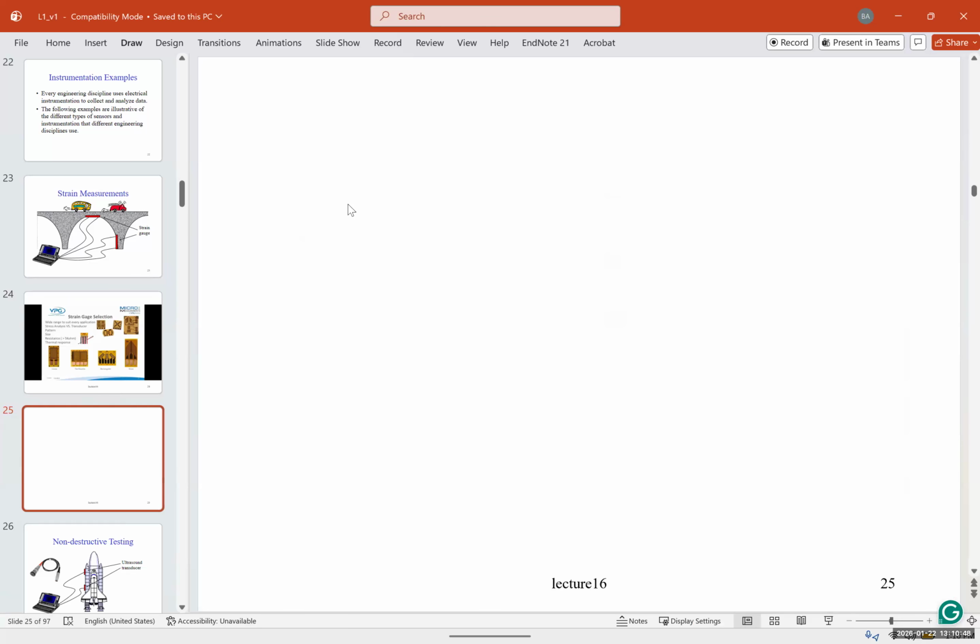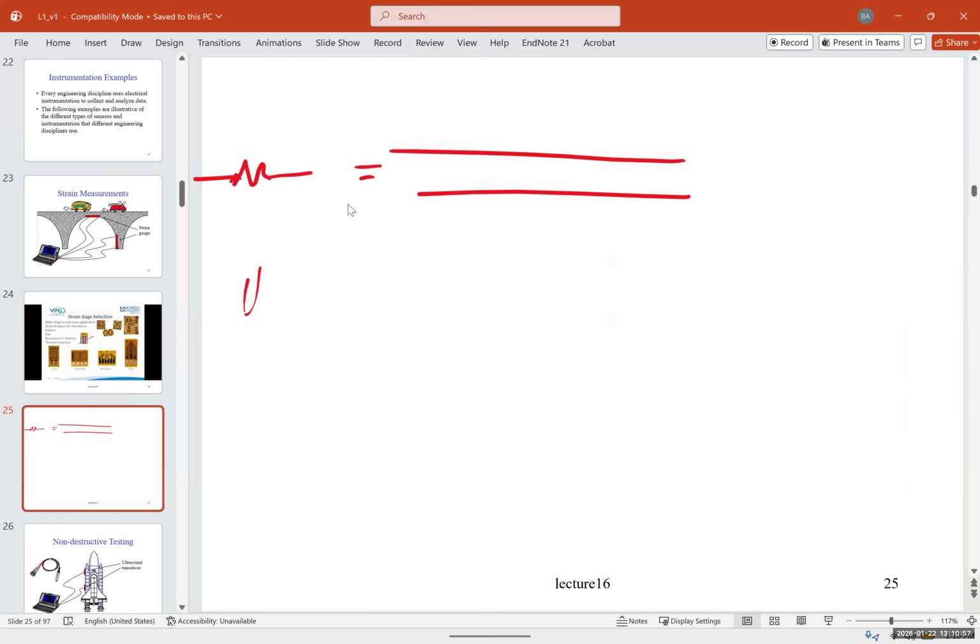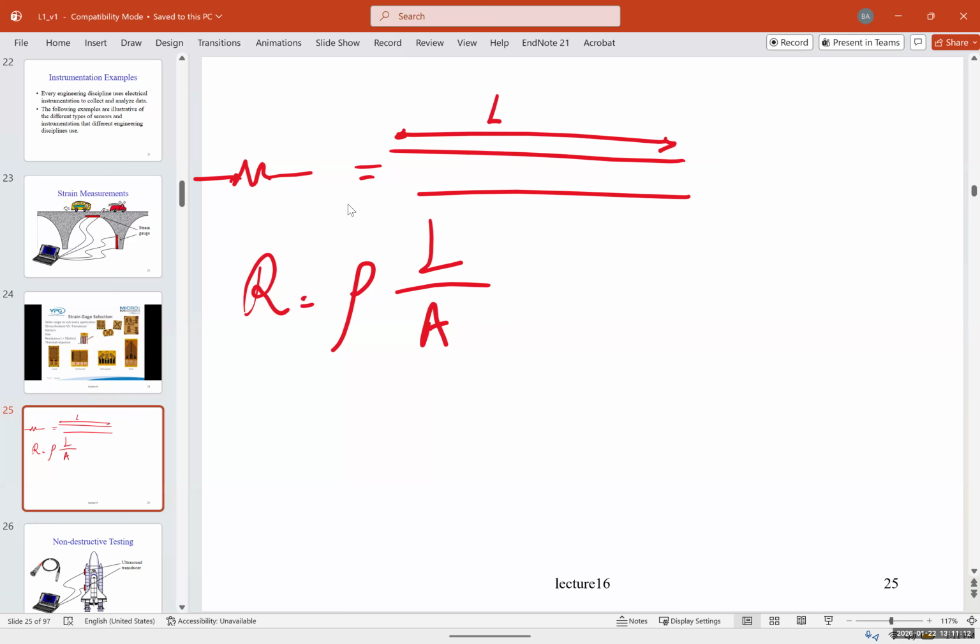So we know for a wire, we can find the resistance of the wire using this equation: R is equal to rho L over A. Do you remember this equation from principles? What is L? L is the length. What is A? A is the area of the wire.